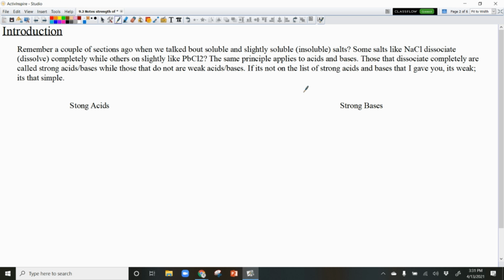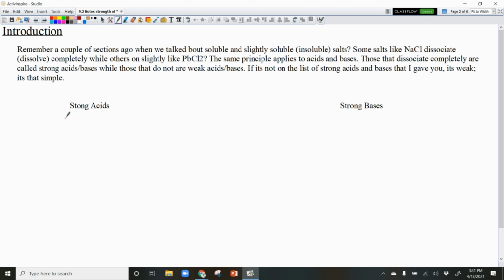And we talked about in our last section the acids and bases that dissociate 100%. They're called strong acids and bases, while there are those that don't dissociate 100% and they're weak. So if it's not on the list of strong acids and bases that I gave you, then consider it a weak acid or base. It's just that simple. All right, and so let's review the strong acids and bases that we have.